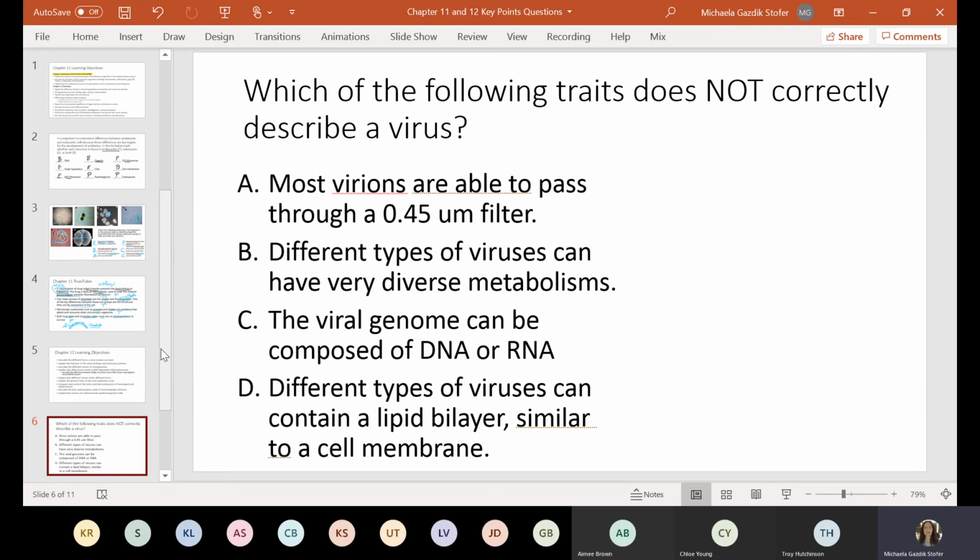So most virions are able to pass through a 0.45 micrometer filter. Different types of viruses can have very diverse metabolisms. Viral genomes can be DNA or RNA, or different types of viruses can contain a lipid bilayer similar to a cell membrane. So go ahead in the chat, A, B, C, or D. What do you guys think is the right answer?